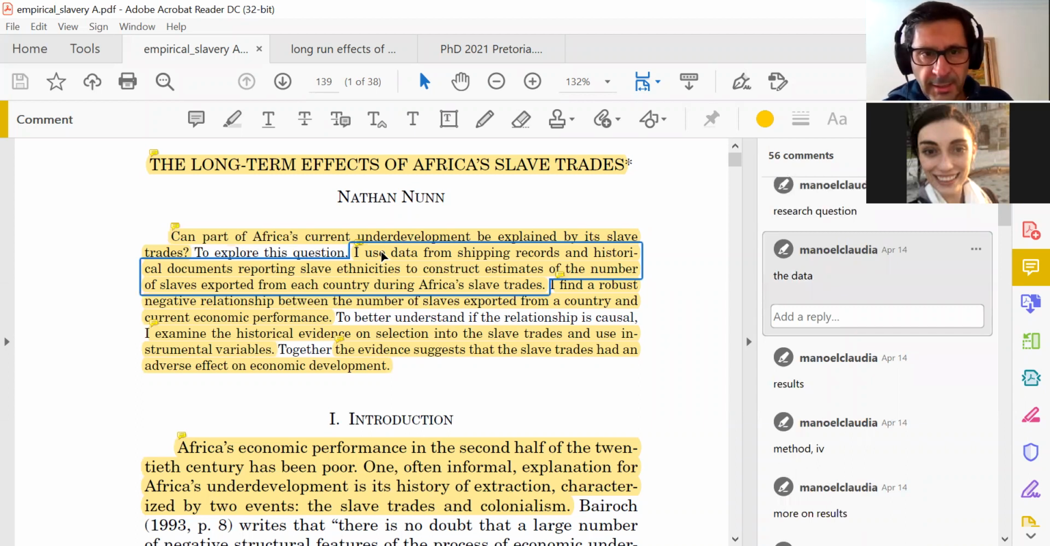How is it that he does that? The data: he uses data from shipping records and historical documents reporting slave ethnicities to construct estimates of the number of slaves exported from each country during Africa's slave trades.